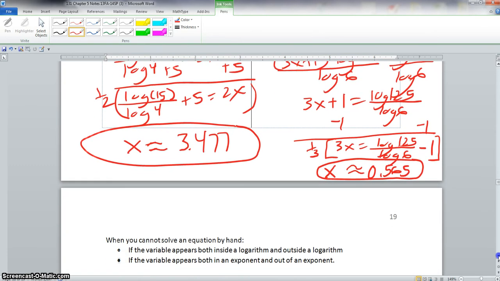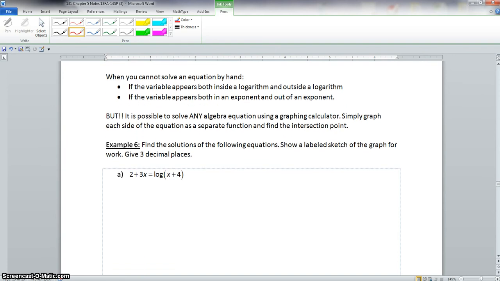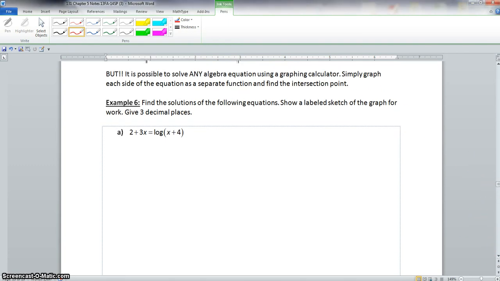Now, we scroll down here to the next page. It says when you cannot solve an equation by hand: if the variable appears both inside a logarithm and outside a logarithm, or if the variable appears both in an equation and in an exponent, these are the two situations where you cannot solve it by hand. But it is possible to solve any algebra equation using a graphing calculator. Simply graph each side of the equation as a separate function and find the intersection point.